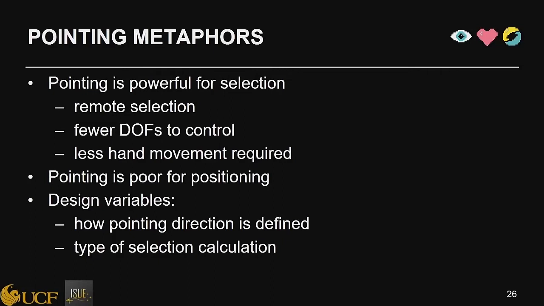Now let's talk about pointing. Pointing metaphors are very powerful in selection, because for one thing you can point at anything at any distance and select it. It's designed specifically for remote selection, but it can be done with closer objects as well. There's also less hand movement required, so it's not as much physical exertion. But typically, pointing is not very good for positioning, especially when things are far away. And how you create the pointing direction and the type of selection calculation is important.